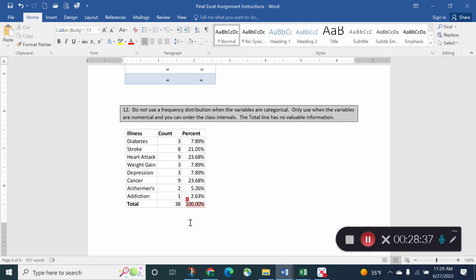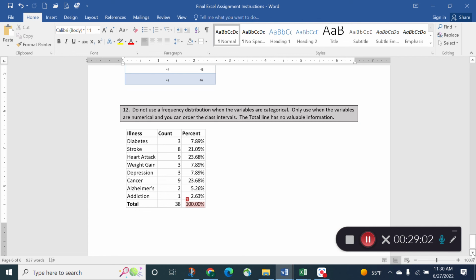So frequency distributions should only be done with numerical data, so like scores on a test or something like that, and not things where you're using words, or in this case, illnesses that you do not want to happen to you, because it doesn't actually make any sense.